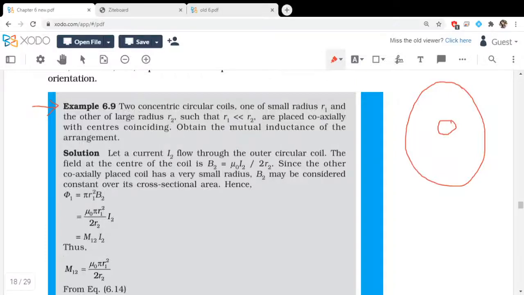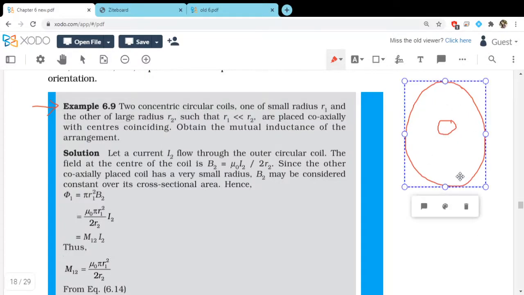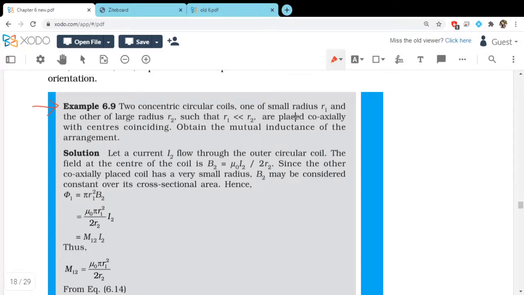Welcome back to our next part where we continue our solution of examples. So as I marked here, example 6.9, we are given two concentric circular coils like this one, a small one of radius r1 and the other of radius r2, such that r1 is very much less than r2, placed coaxially. Smaller coil of radius r1 and the bigger coil of radius r2, placed concentric, and obtain the mutual inductance of the arrangement. So here we have to find the mutual inductance of this arrangement.